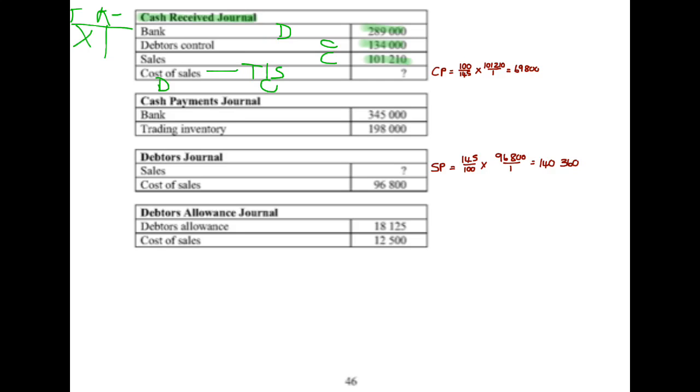Next, we need to post the cash payments journal. So again, if I can decide what happens to bank, then the rest of them would be the opposite. If bank is an asset account and I know that I want to decrease my asset, I need to put through a credit entry in bank. So bank will be the credit, therefore trading inventory and anything else that was left out would have been a debit entry.